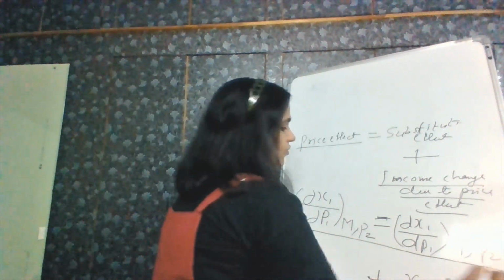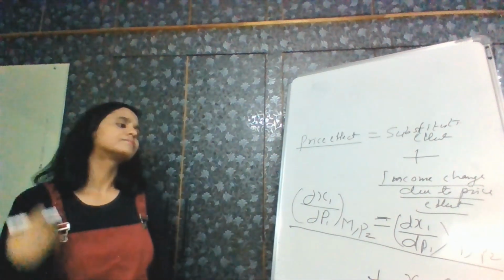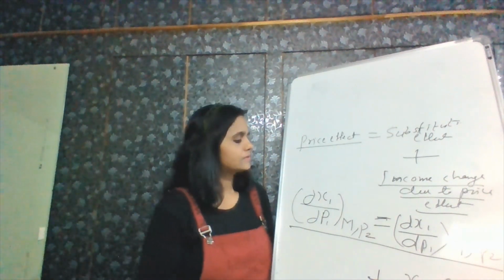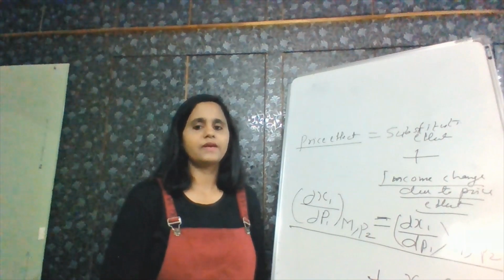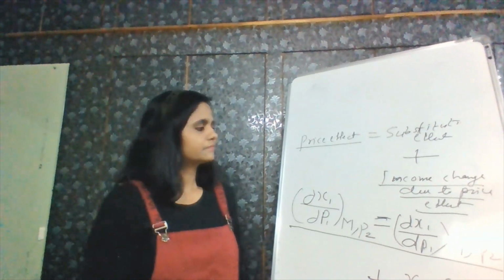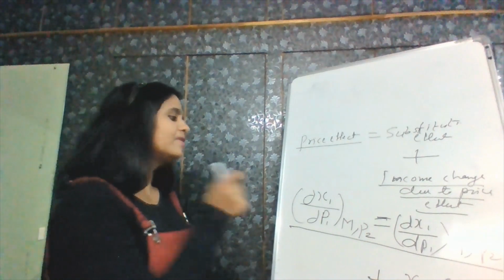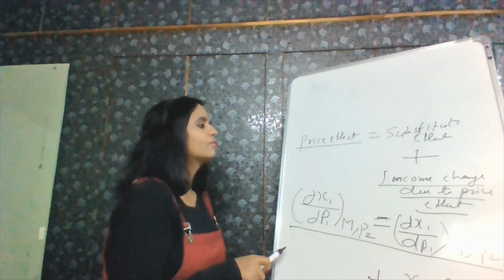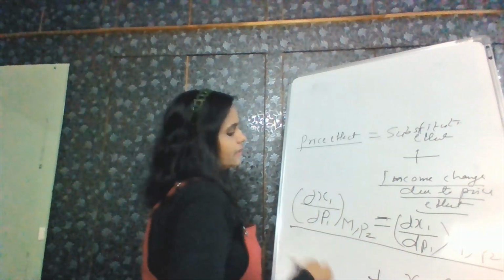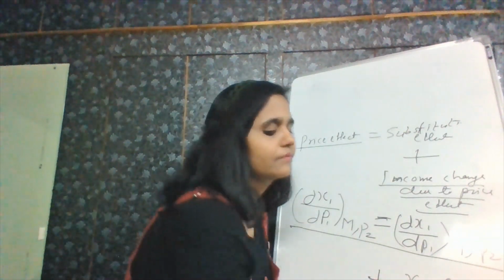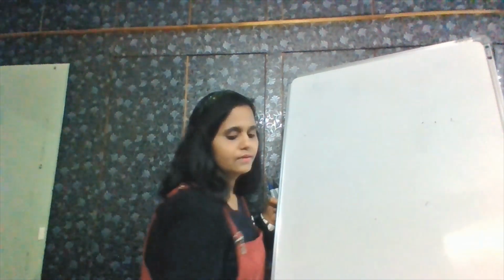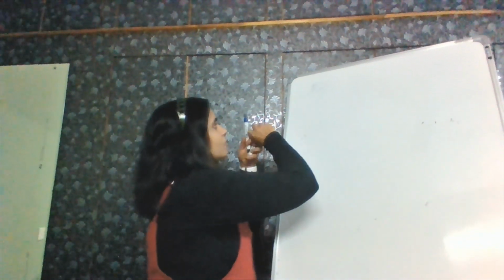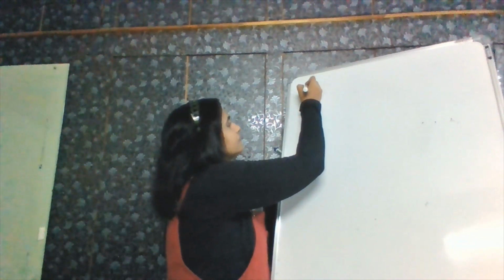So that is your Slutsky theorem. Your price effect is your substitution effect plus your income effect due to price change. We'll prove this theorem and see how it is derived. We'll basically prove this whole formula, your Slutsky equation. I'll keep the Slutsky equation on top so we know what we are proving.